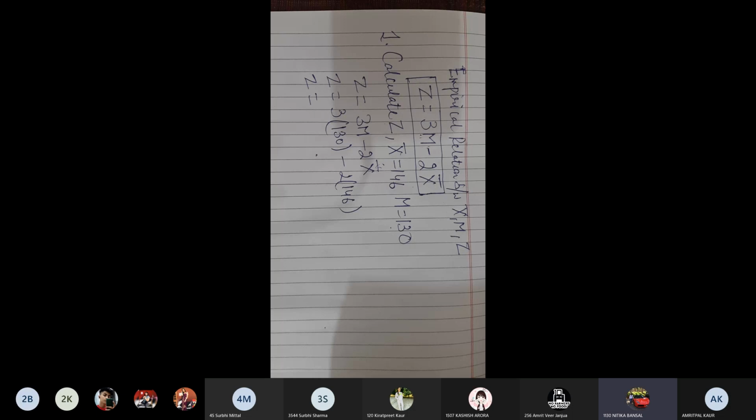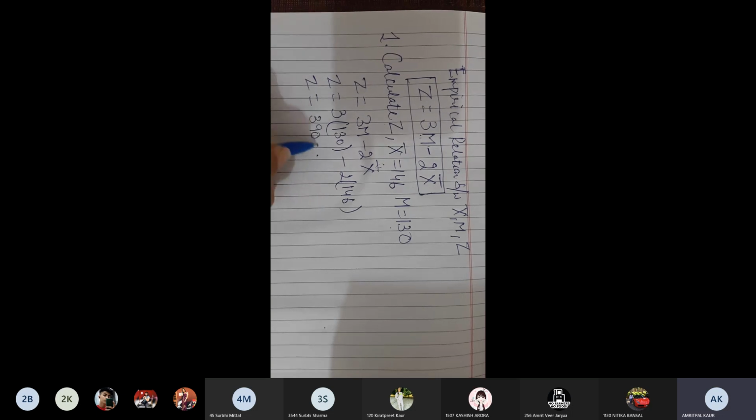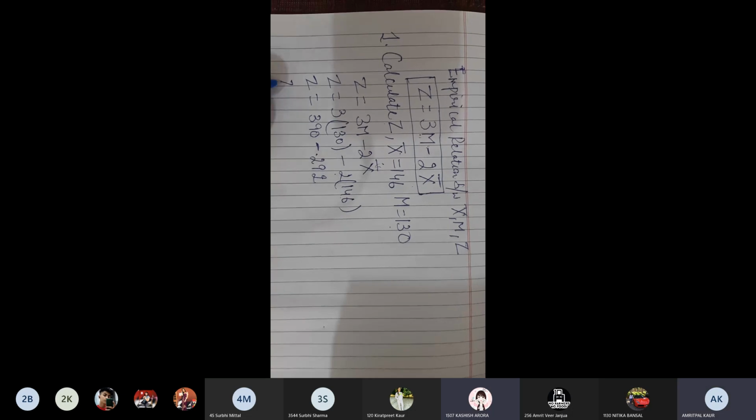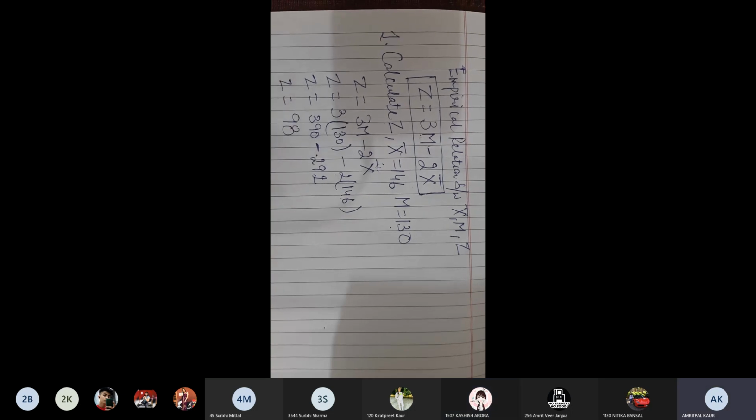The answer is 98. Good. Others also please calculate. So this is 130 into 3, which is equal to 390. 390 minus 146 into 2, which is 292, so this is equal to 98 when you subtract it. Is this clear to all of you? Yes, ma'am.